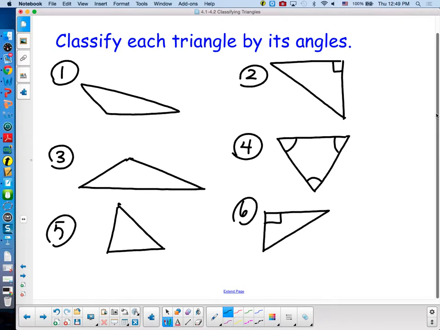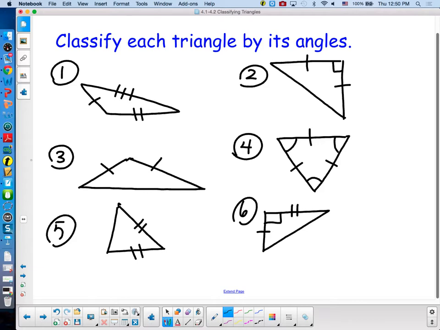All right, first one was obtuse, second, third. I think that's obtuse. This looks like a pretty wide angle. Obtuse, 4, equiangular, 5, acute, and 6, right. Okay, now let's combine them. Okay, so if I put some markings like this, now you can add the words.